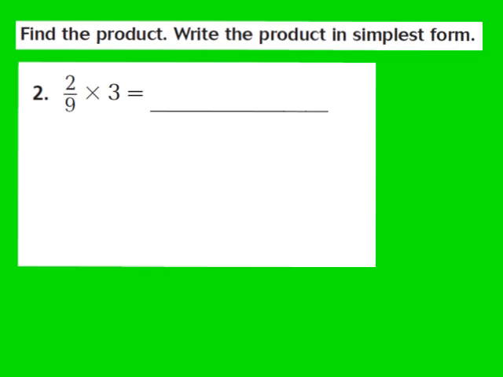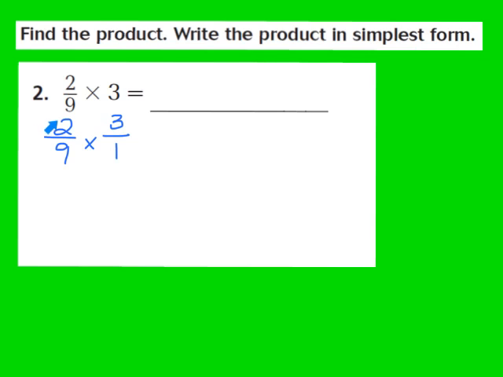So I'm going to go ahead and rewrite the problem. We have 2/9, and now we're going to multiply that by the whole number 3, but we're going to turn that into a fraction and make it 3 over 1. Now our next step is this. We now need to multiply the numerators together. So I'm going to multiply my 2 times my 3.